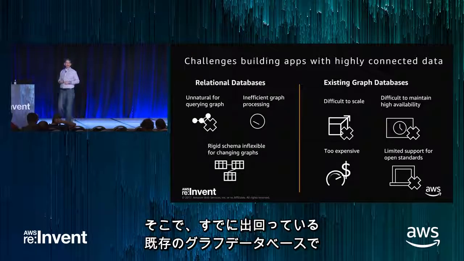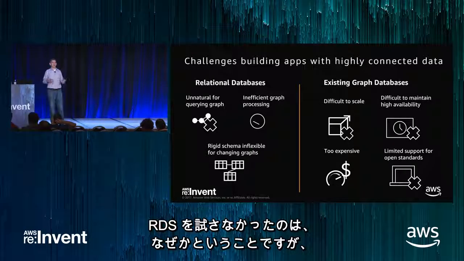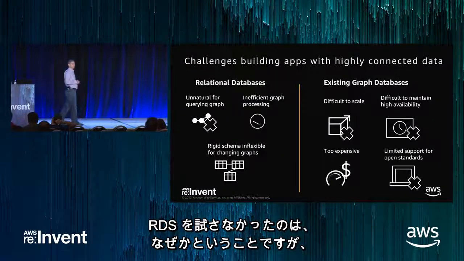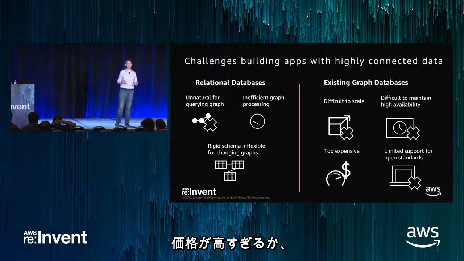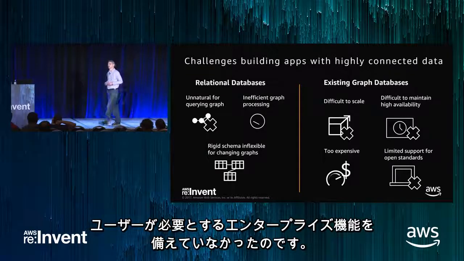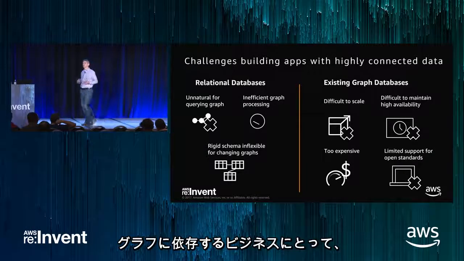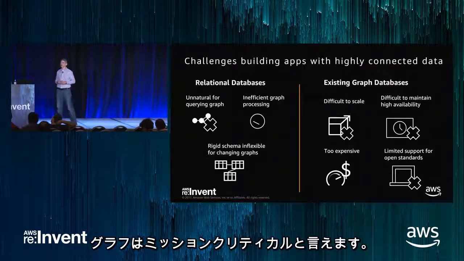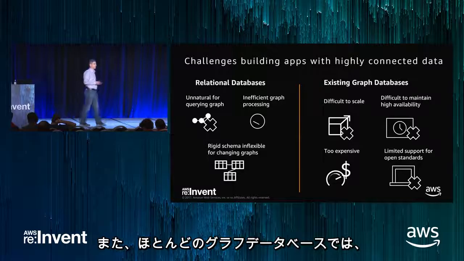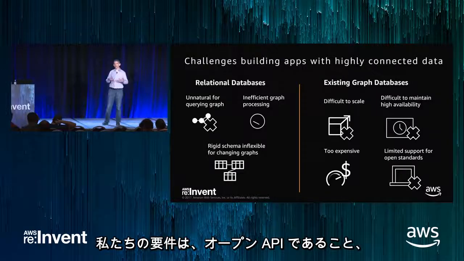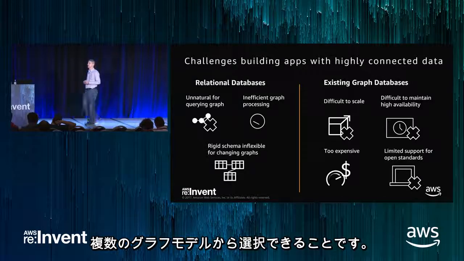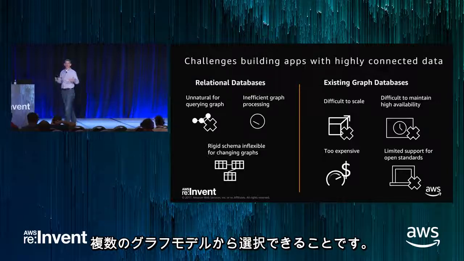And so why didn't we go and do an RDS for some existing graph database that's already out there? We looked at the graph databases, and what we found was they were either too expensive, or they didn't have the enterprise capabilities the customer needed. Graph tends to be mission critical for businesses that are really depending on graph. And we also felt that most graph databases kind of force you into a certain graph choice. We wanted to make sure that we really embrace open APIs, and we give you a choice of more than one graph model.